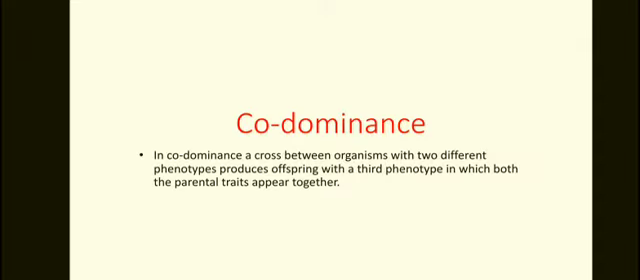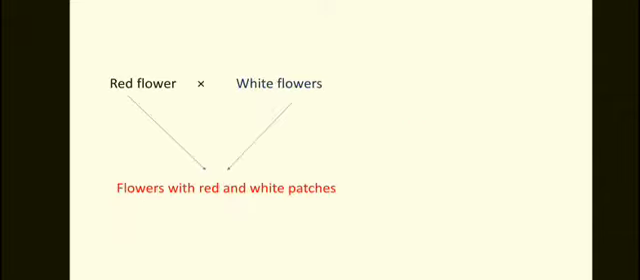In codominance, a cross between organisms with two different phenotypes produces offspring with a third phenotype in which both the parental traits appear together. It means that both alleles are expressed equally in the phenotype. For example, you've got this example here.